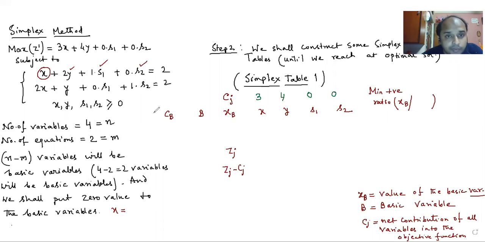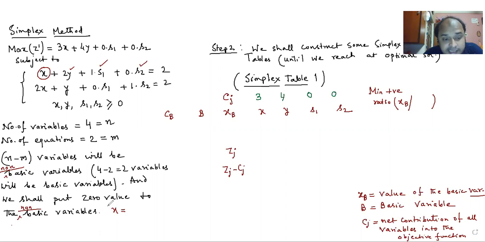Here one mistake I have made. The theorem says that n minus m variables will be, sorry, it's not basic, n minus m variables will be called non-basic variables, and we shall put 0 value to the non-basic variables.